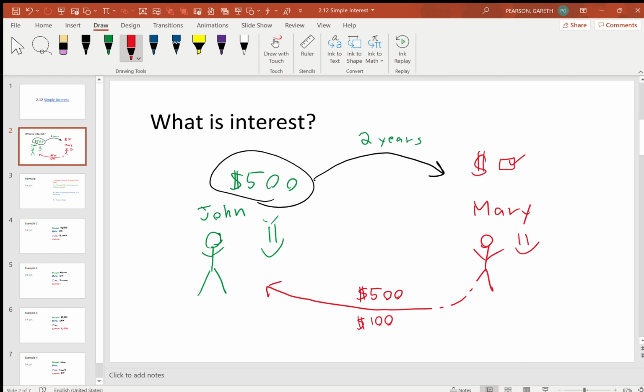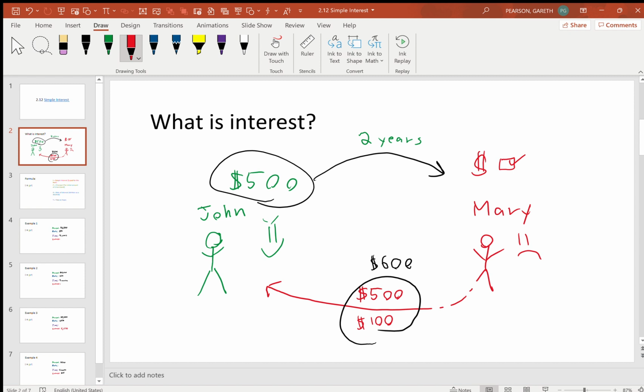So Mary borrowed $500. She got to use it for 2 years, but now that she's paying it back, she has to pay the $500 plus an extra $100. So now she has to pay $600 back in total. Mary just got sad very quickly because she has to pay more money than she ever borrowed. That is what interest is, the extra money you pay in a loan.